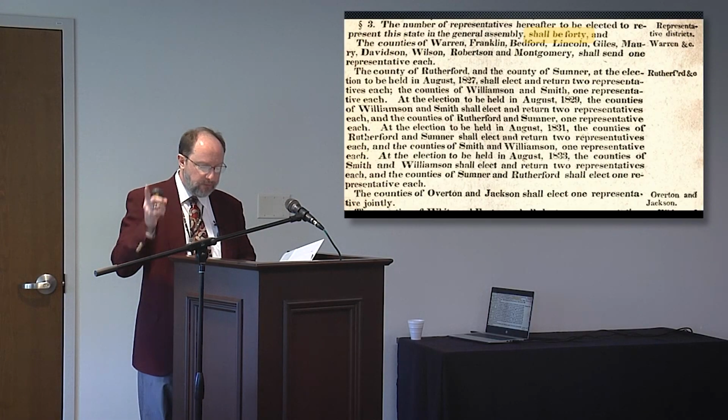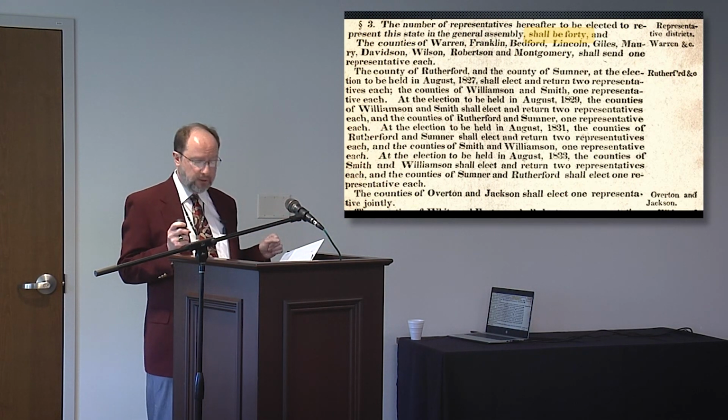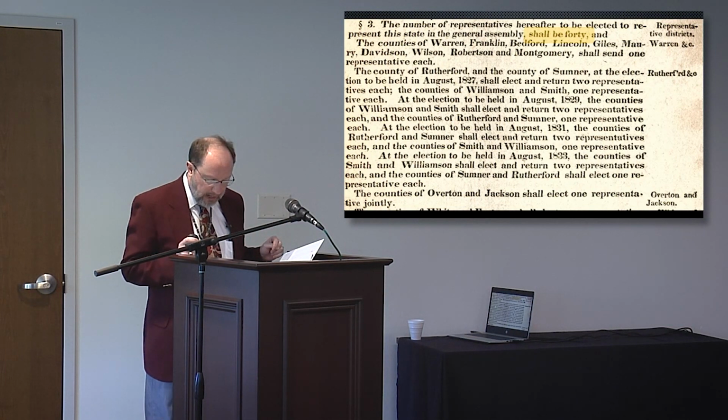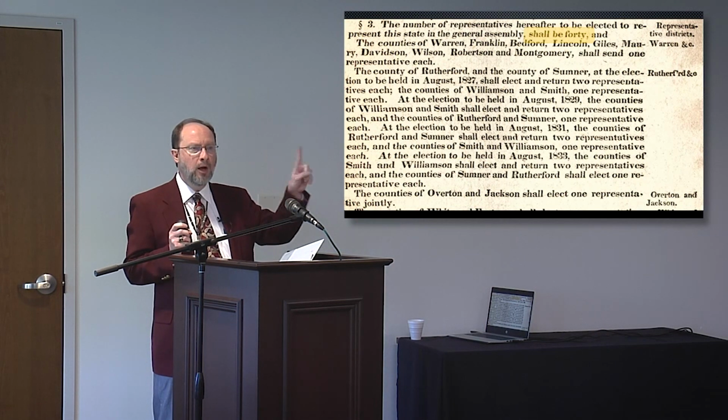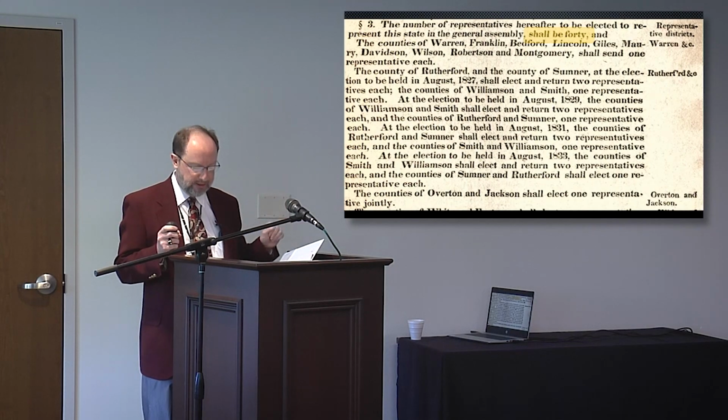Notice what we're doing here. In 1827, Rutherford and Sumner counties each elected 2 representatives, and Williamson and Smith each elected 1 representative. But in 1829, Rutherford and Sumner each elected 1 representative, and Williamson and Smith each elected 2 representatives. In 1831, Rutherford and Sumner each elected 2 representatives, and Williamson and Smith each elected 1 representative. And in 1833, Rutherford and Sumner each elected 1 representative, and Williamson and Smith each elected 2 representatives, and all the redistricting attorneys fainted again.